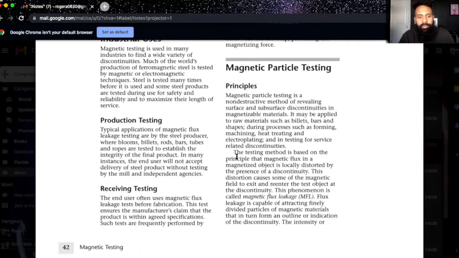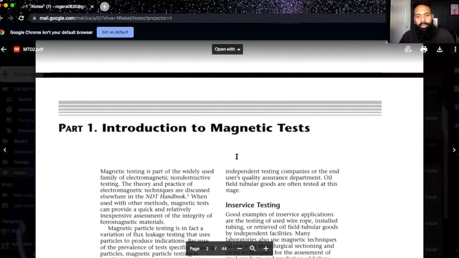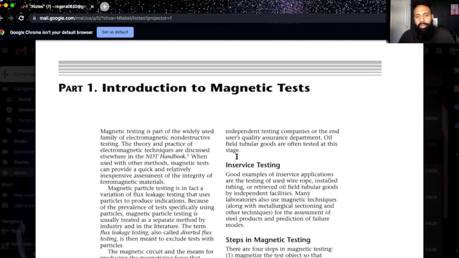Receiving testing. The end user often uses magnetic flux leakage tests before fabrication. This test ensures the manufacturer's claim that the product is within agreed specifications. Such tests are frequently performed by independent testing companies or the end user's quality assurance department. Oil-field tubular goods are often tested at this stage.